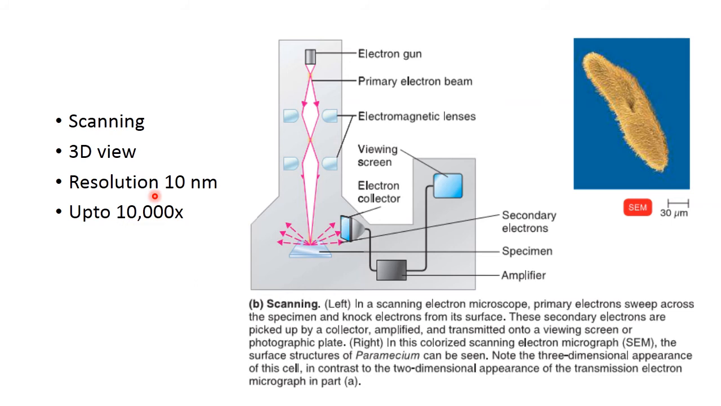As opposed to transmission, scanning electron microscope can produce a resolution of the order of tens of nanometers, and the magnification that could be achieved is of the order of 10,000 times. However, this generally uses a relatively thicker section of the specimen and hence is able to produce a three-dimensional view of the specimen. So this is an image of the cell which is obtained by using scanning electron microscope.